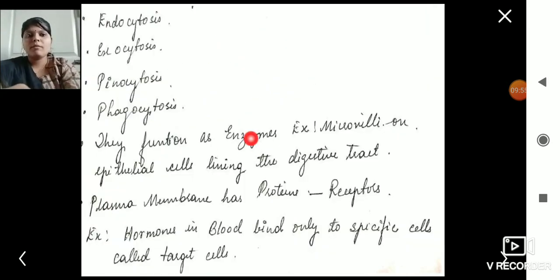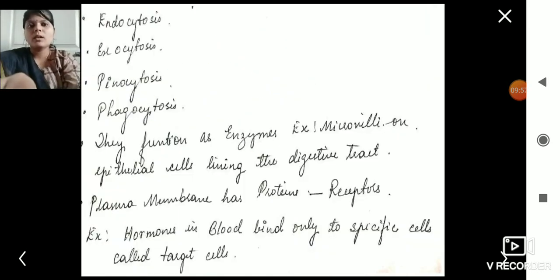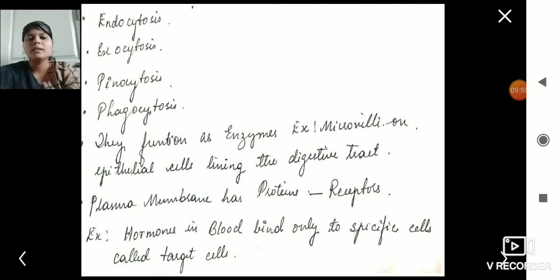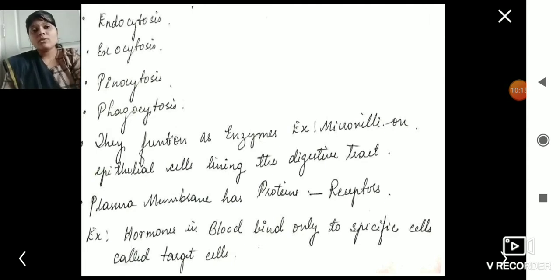Here they also function as enzymes. How are they going to function as enzymes? For example, microvilli on the epithelial cells lining the digestive tract. These epithelial cells of the digestive tract help us as enzymes, because they provide the surface area for digestion.